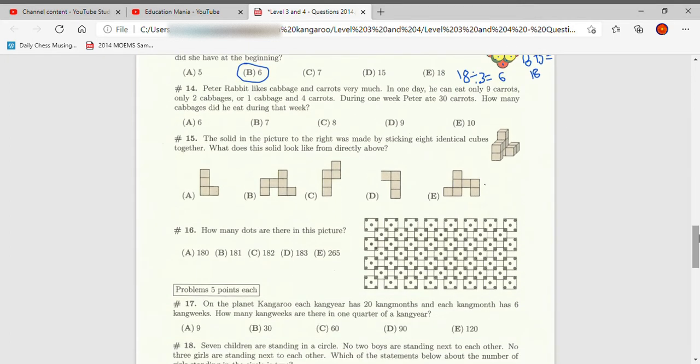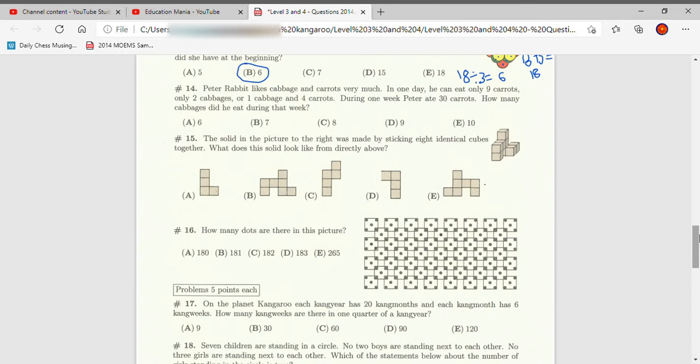14. Peter Rabbit likes cabbages and carrots very much. In one day, he can eat only 9 carrots, or only 2 cabbages, or 1 cabbage and 4 carrots. During 1 week, Peter ate 30 carrots. How many cabbages did he eat during that week?